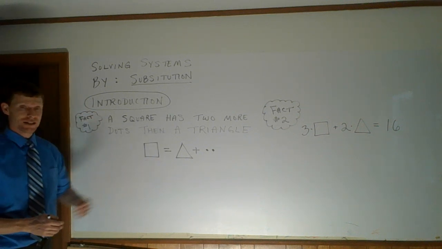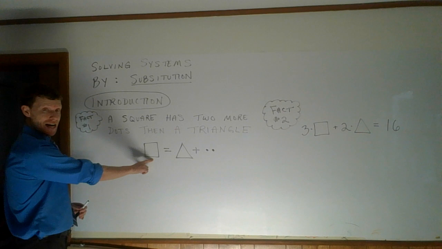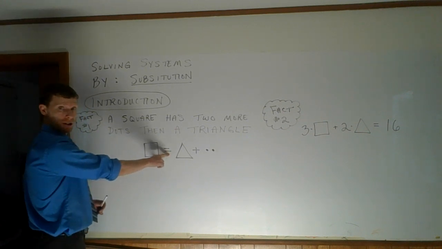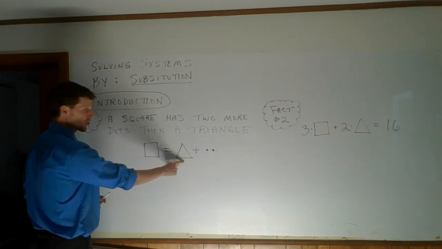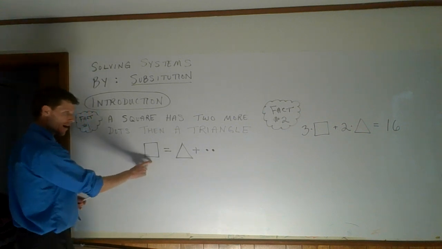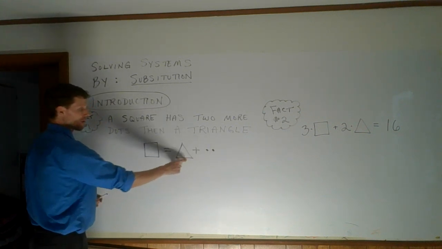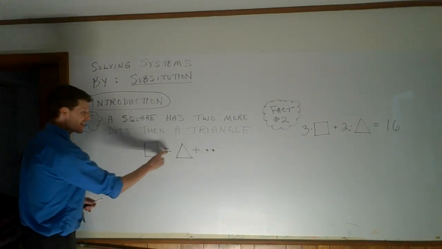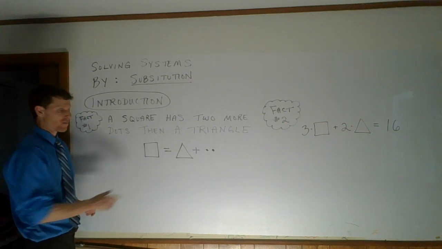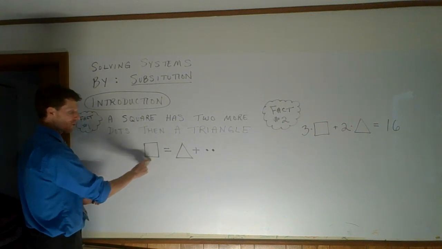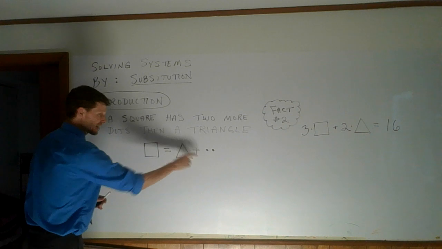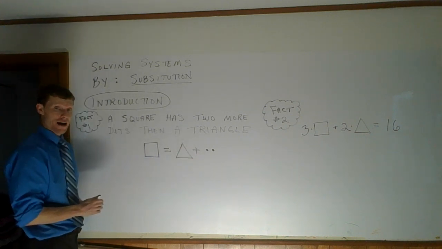And I've represented that as an equation. The number of dots in a square is equal to the number of dots in a triangle plus 2. A square has two more than a triangle. This equal sign is what's important. This equal sign tells us that what's on the left is the same as that on the right.